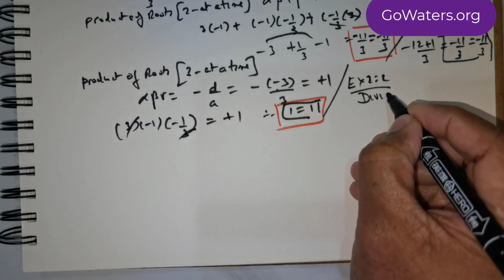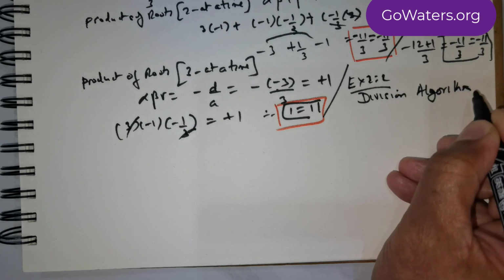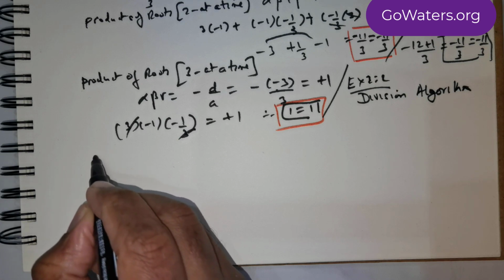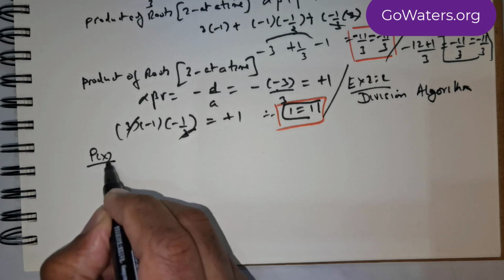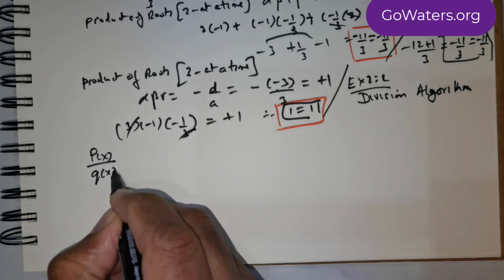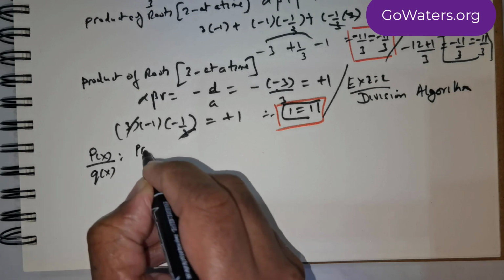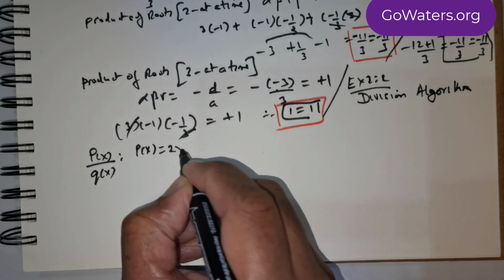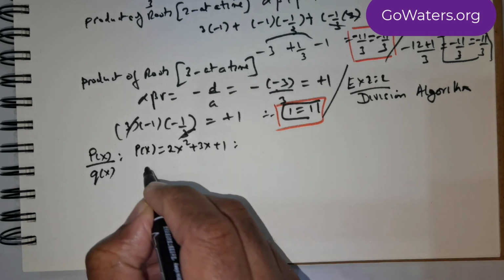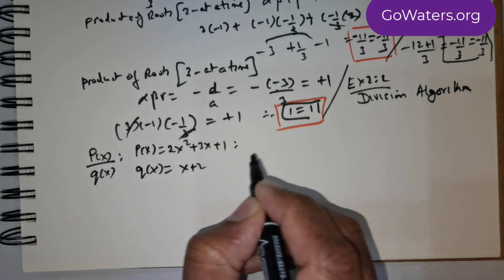This is called a division algorithm. Right? Division algorithm. Very important topic. How to divide a polynomial by another polynomial. So in this concept, you are given a polynomial p of x, and you're dividing it by another polynomial. So in this case, you are given p of x is equal to 2x squared positive 3x positive 1, and you are asked to divide it by another polynomial x positive 2.